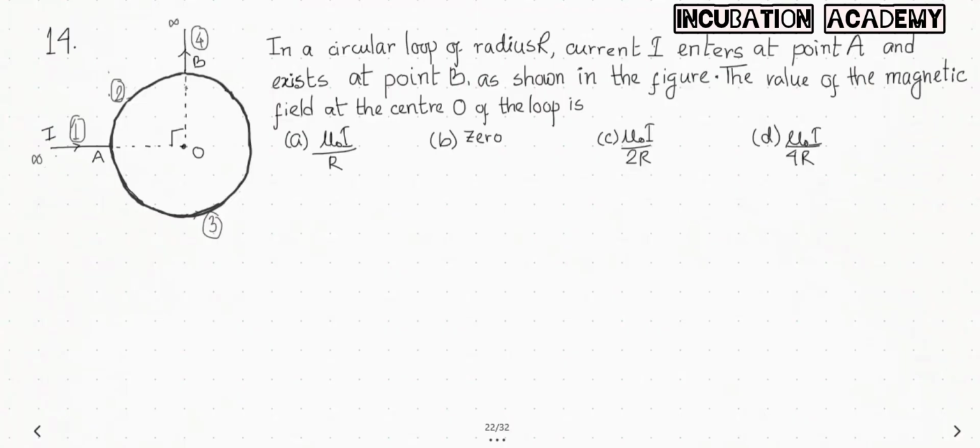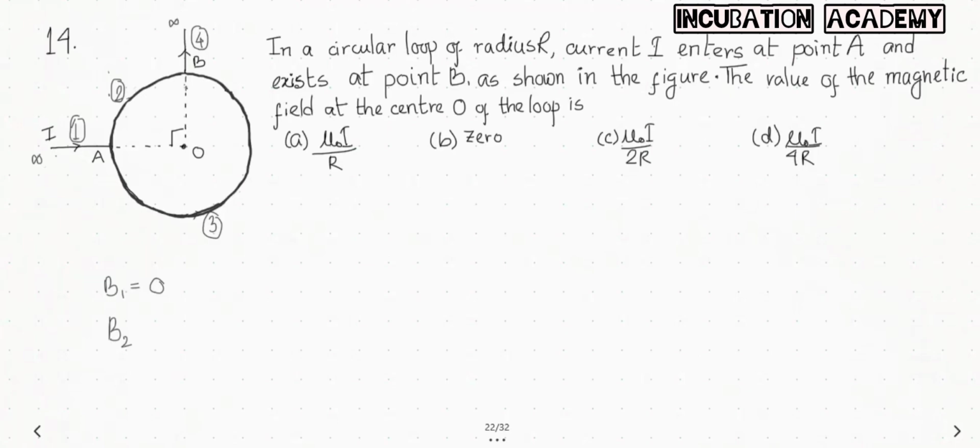For the first section, from infinity to A, the point where we have to find the magnetic field is on the extension of the infinity to A section. We know that if the point of observation is on the extension of the current carrying conductor, then the magnetic field is 0 here. Since the magnitude is 0, we need not think about the direction.